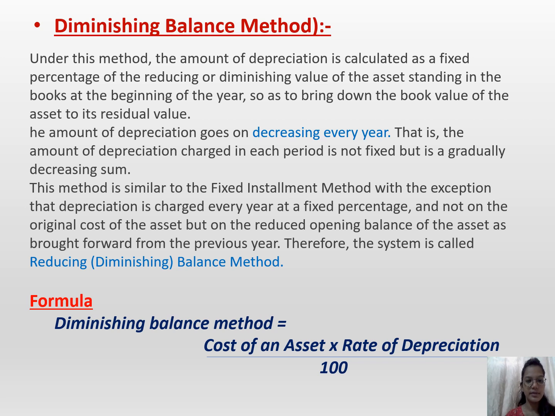This method is similar to the fixed installment method, with the exception that depreciation is charged every year at a fixed percentage, not on the original cost of the asset but on the reduced opening balance of the asset as brought forward from the previous year. Therefore, the system is called the reducing or diminishing balance method. Formula of diminishing balance method equals cost of an asset into rate of depreciation upon 100.